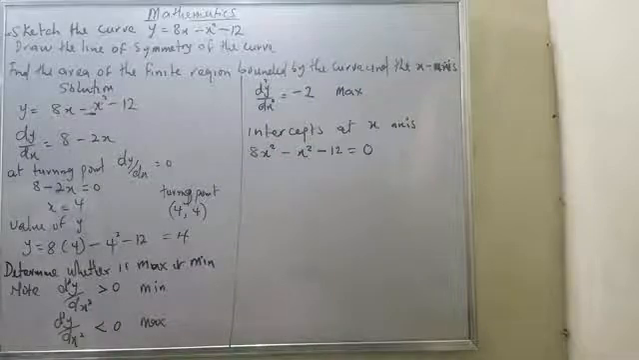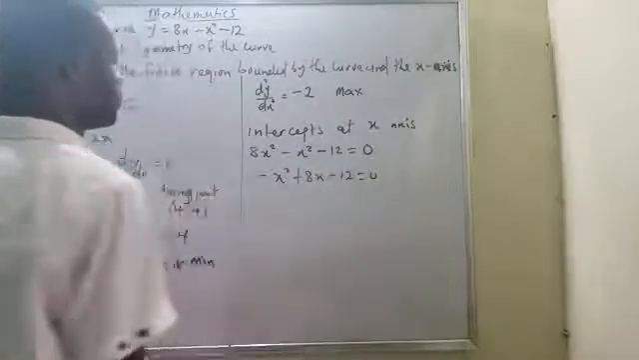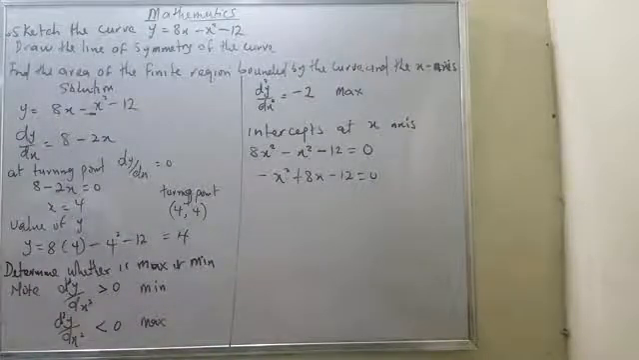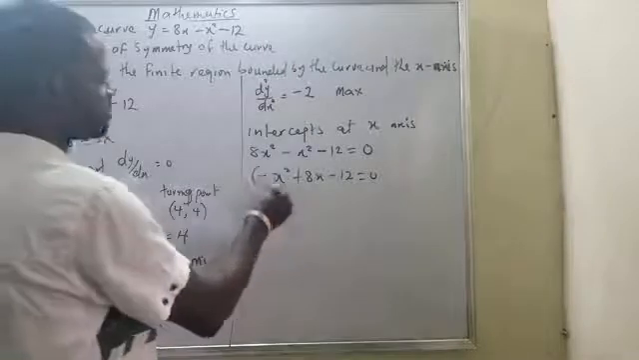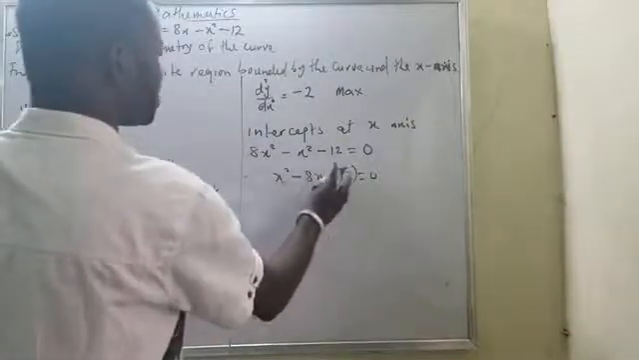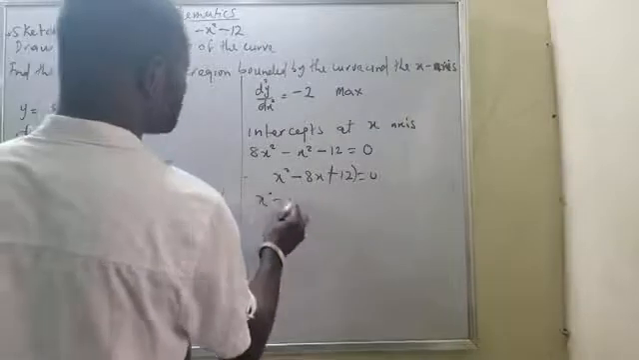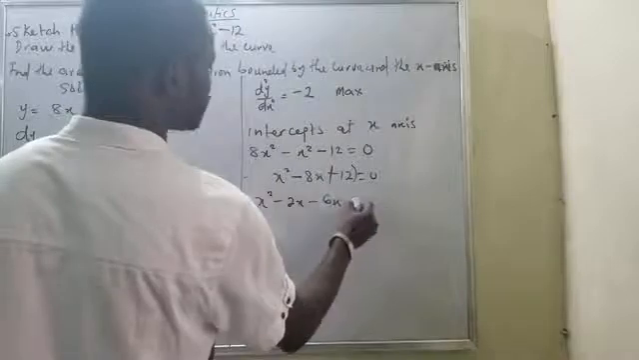Now, at this point, I will be having minus x squared plus 8x minus 12 equals 0. To have it normal, I have something like this, which is going to be minus, this will be plus, here will be minus, and here will be plus. Take note of those things, they are very important. Now, what can I add to get that? It means x squared minus 2x minus 6x plus 12 equals 0.